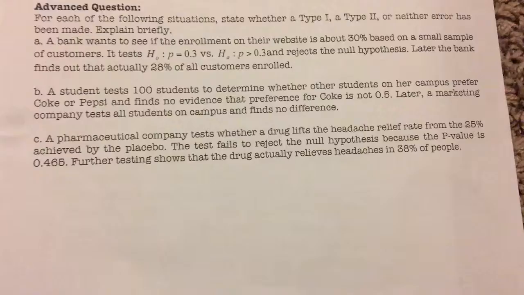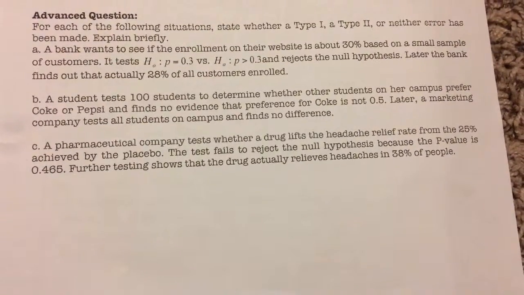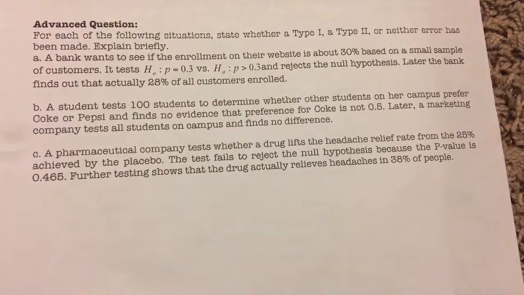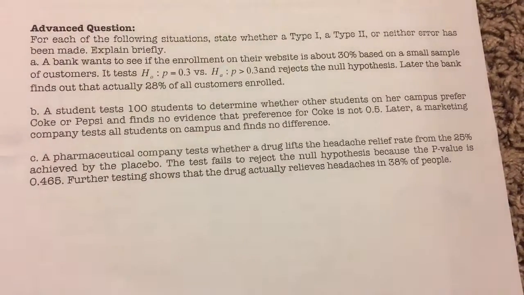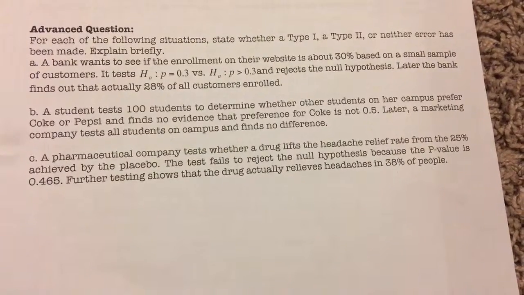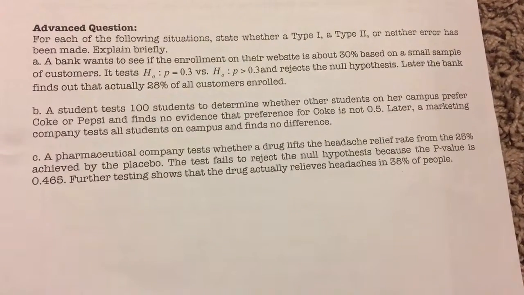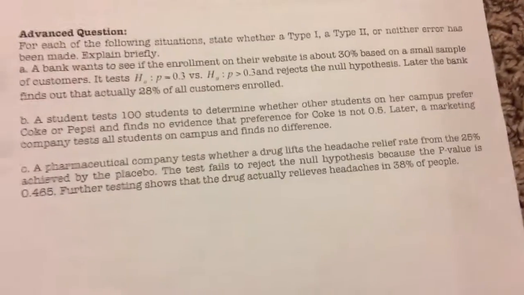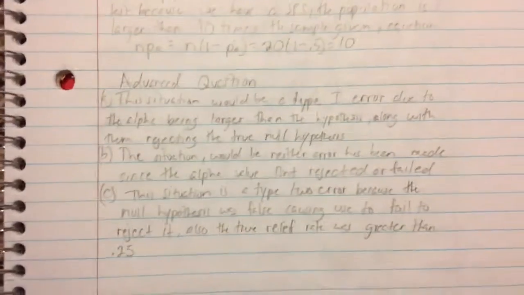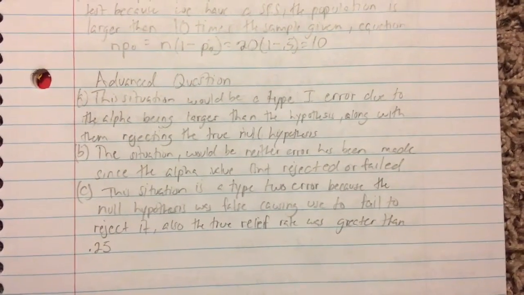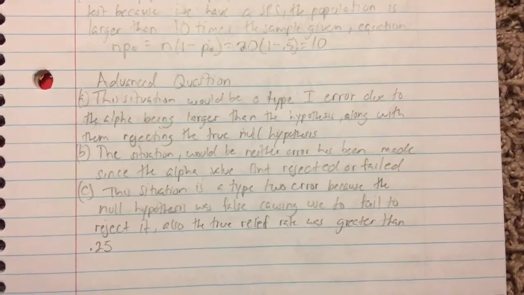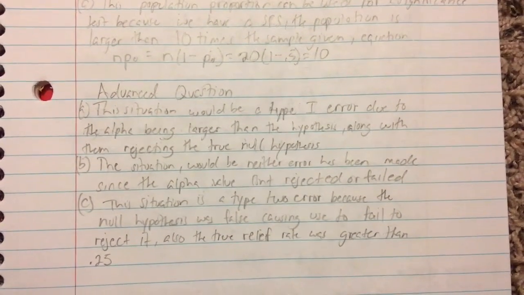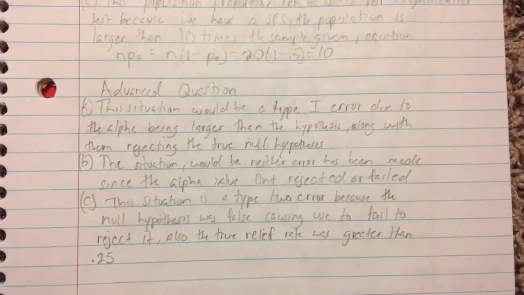Part C, a pharmaceutical company tests whether a drug lifts the headache relief rate from the 25% achieved by the placebo. The test fails to reject the null hypothesis because the p-value is 0.465. Further testing shows that the drug actually relieves headaches in 38% of people. My response was, this situation is a Type 2 error because the null hypothesis was false, yet we failed to reject it. Also, the true relief rate was greater than 0.25.